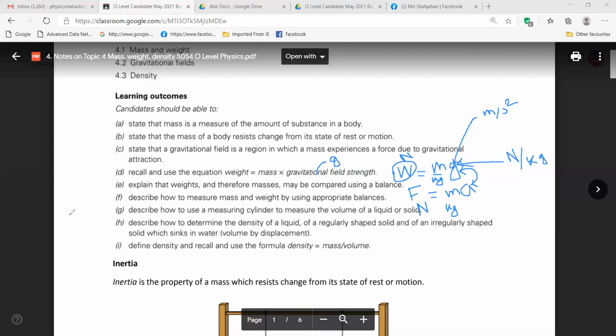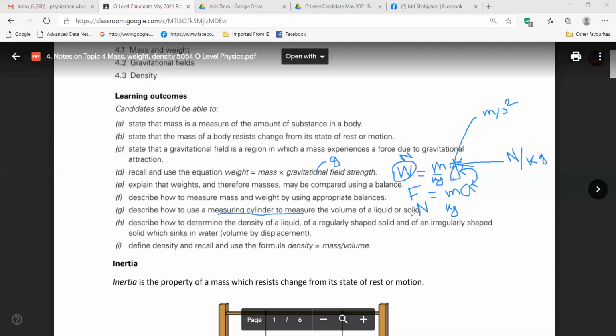Now we are having this very simple thing. I think you know all these things before. How to use a measuring cylinder to measure the volume of a liquid. You know, right? Yes, sir. And how to measure the volume of an irregular shaped solid. You know that one also, right? Yes. But I slightly forgot. Completely, we can recall that one, no problem.